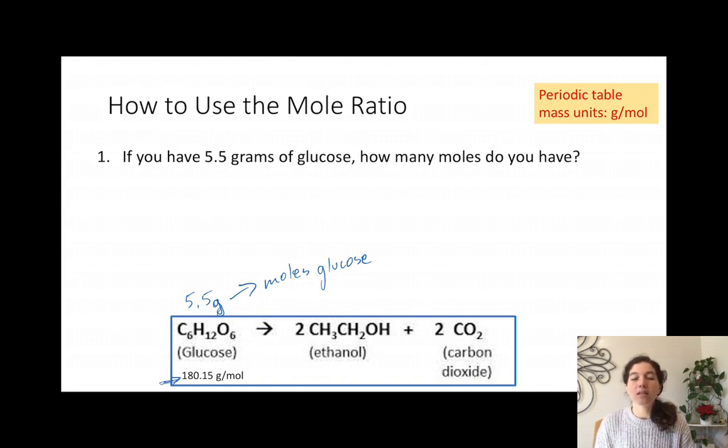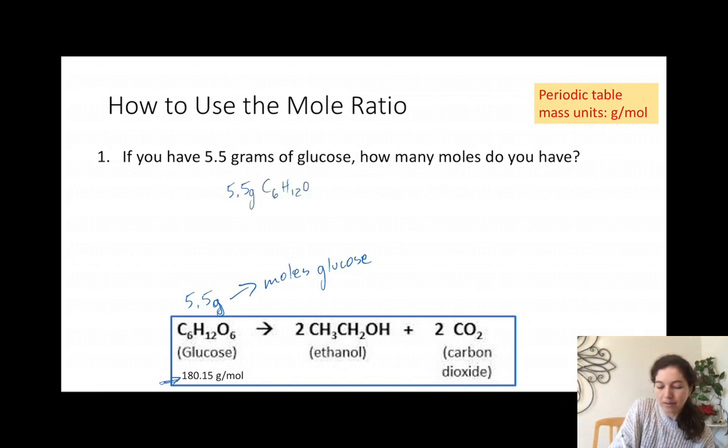Let's take a look at how to solve this. If you have 5.5 grams of glucose, which is C6H12O6, we want to find out how many moles of glucose we have. We're going to use unit conversion to get there. 180.15. And we find that we have 0.03 moles of glucose.